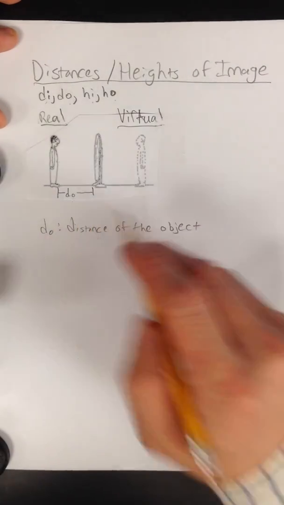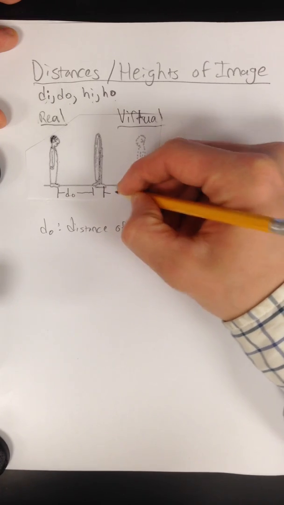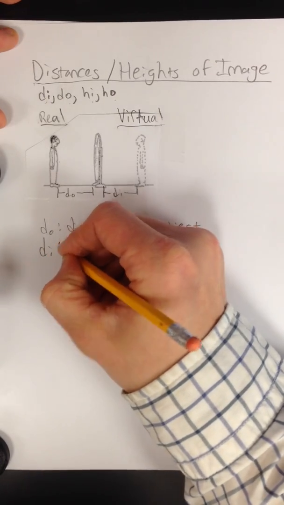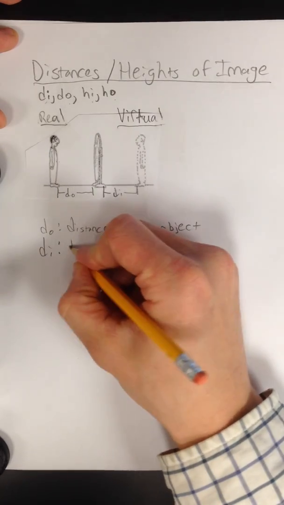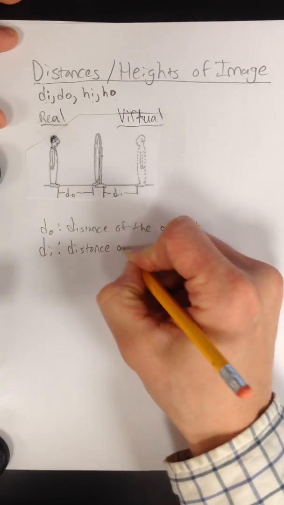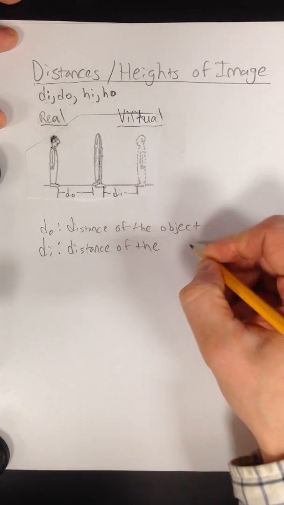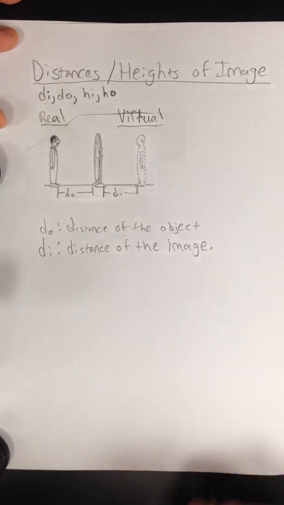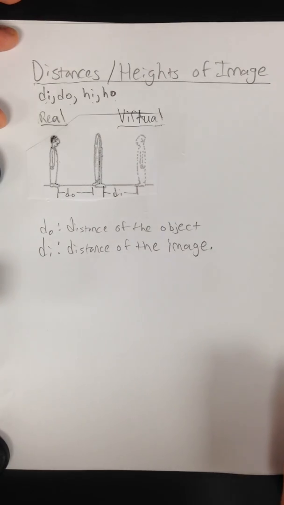It's on the real side of the mirror. So where would DI be? The distance of the image doesn't really exist, but in our mind's eye it does, on the virtual side of the mirror. And what's the relationship between DI and DO?